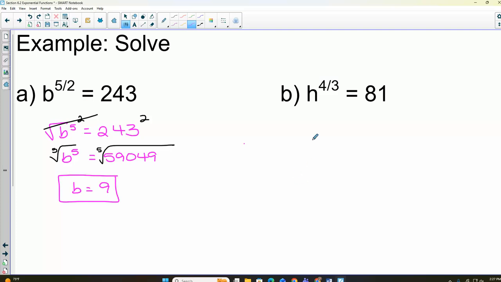Okay. All right, H to the 4/3 equals 81. How do I write that with a radical? Cube root of H. So now what do we have to do? Cube both sides. That would cancel this. What is 81 to the 3rd?